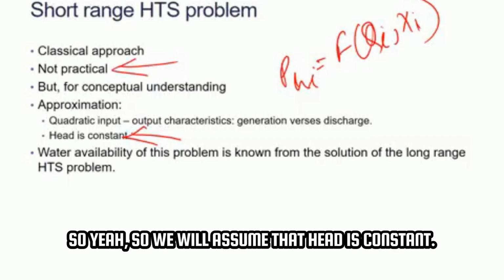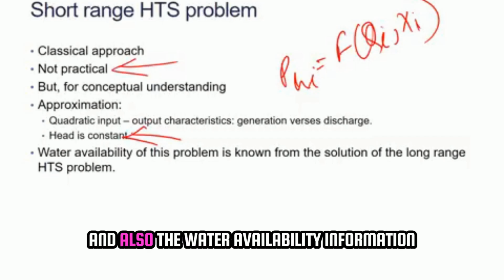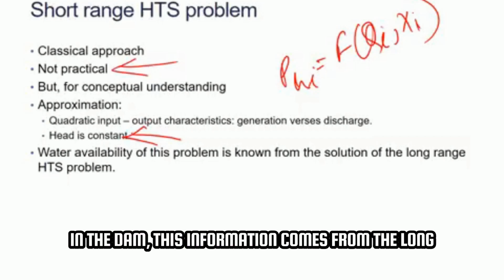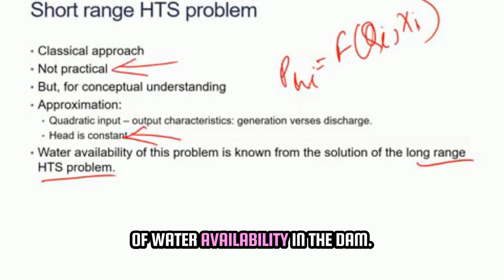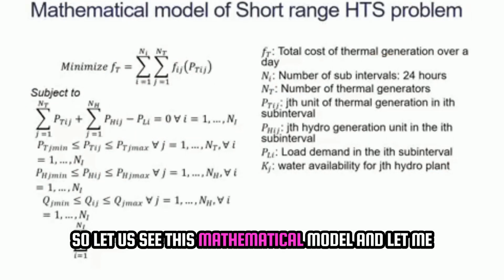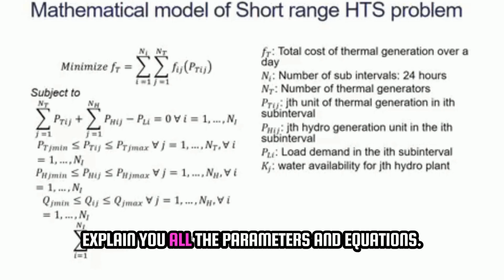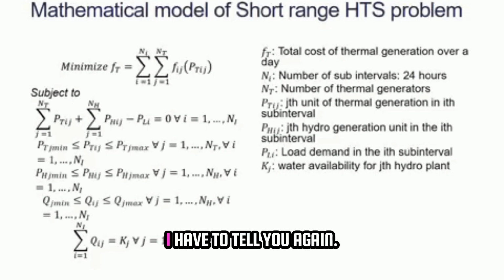So we'll assume that head is constant, so only discharge we will take as a factor for power generation, right? Also the water availability information in the dam comes from the long range hydrothermal scheduling problem. The yearly problem you solve gives you the water availability in the dam. So let us see this mathematical model, and let me explain all the parameters and equations. Most of them will be clear to you. There are a few things which I have to tell you again.